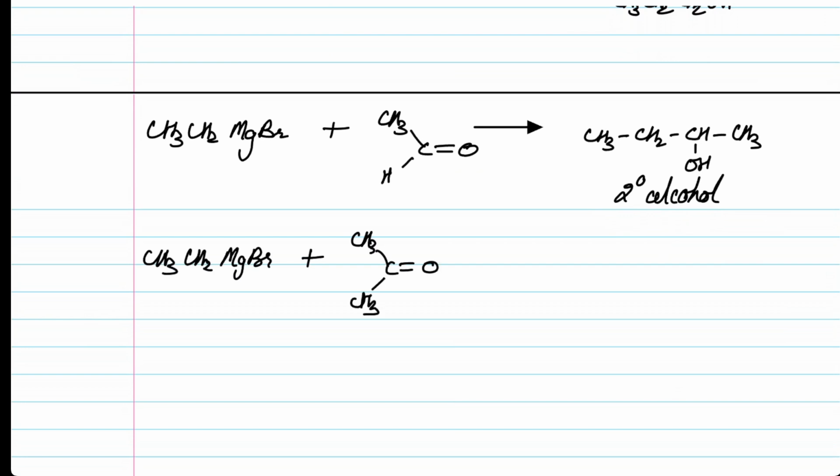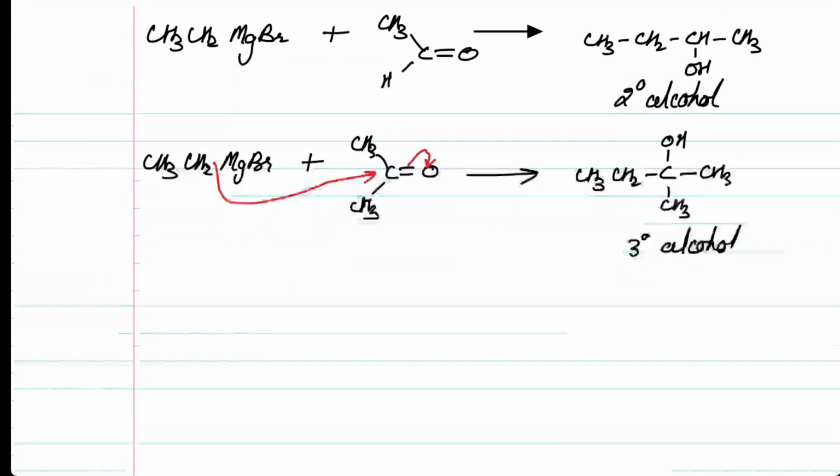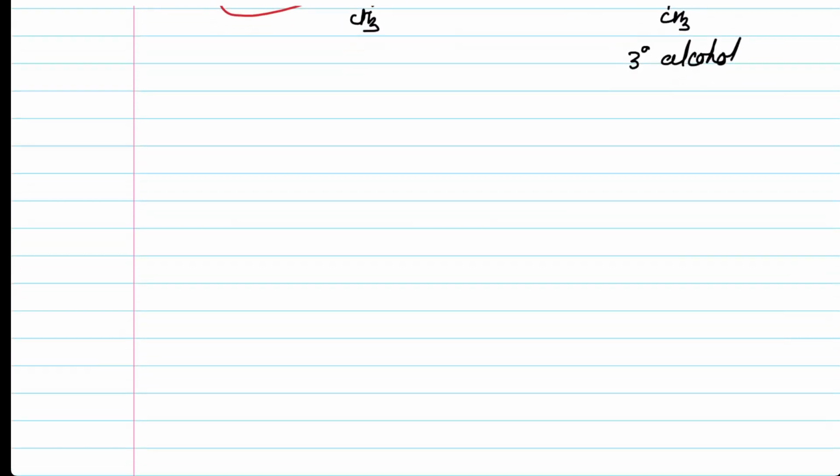Here again, it would attack over here, the bond would cleave, and followed by acidification, we are going to get CH3, CH2, COH, CH3, CH3, which is a 3-degree alcohol. So the reaction of the Grignard reagent with a ketone, followed by acidification, gives us a 3-degree alcohol.